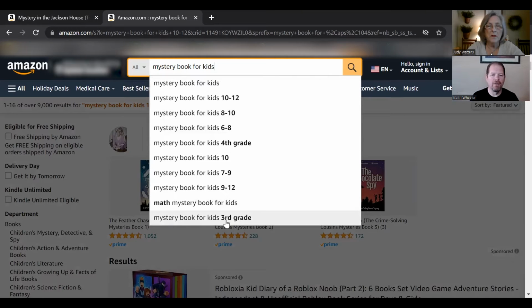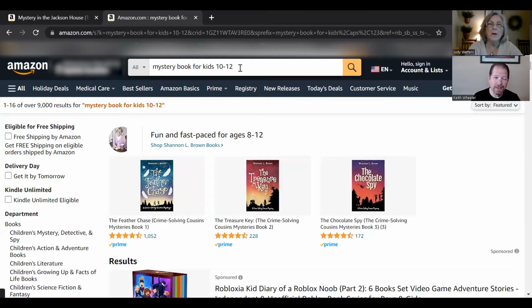So I put mystery book for kids. All of these are things that people have actually typed into Amazon to search for things. And the closer they are to the top, the more frequently they're searched. So like I said, this one right here was closer to the top, 8 to 10. Depending on what's relevant for your age group, consider that as one you might want to add to your Amazon ads. Now, this can be quite tedious. I'm not going to do this for too many, because we've got another way to do it that's quicker.